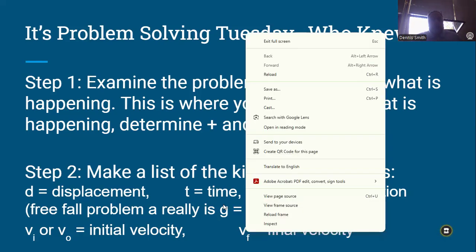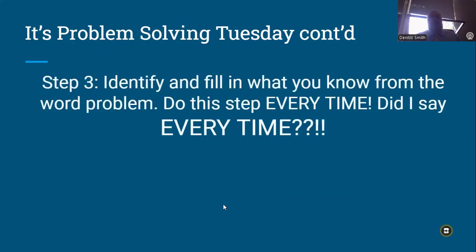Step three. Step three is identify and fill in what you know from the word problem. Do this step every time. So just fill it in. You'll get a point. Even if you don't solve the problem, if you are given three things in the problem and you fill them in on the chart, you get 3 points.